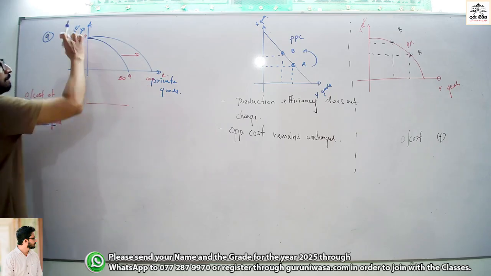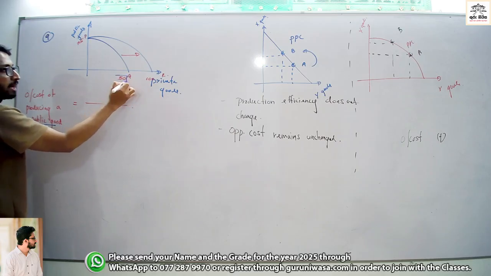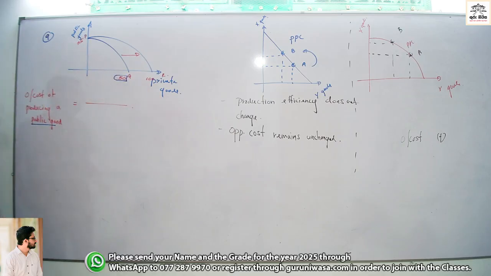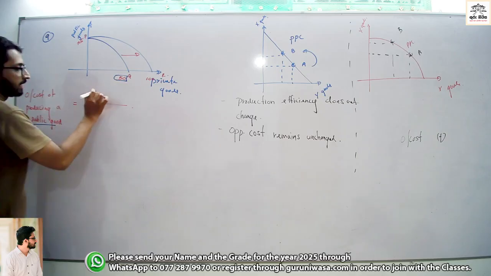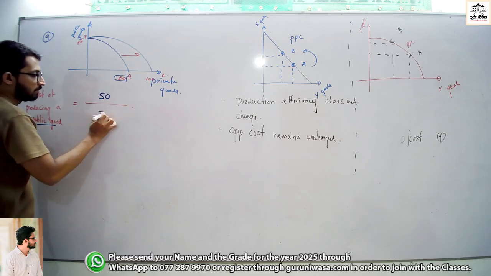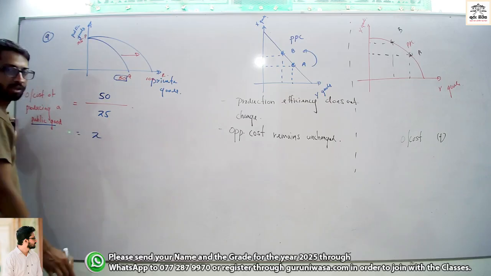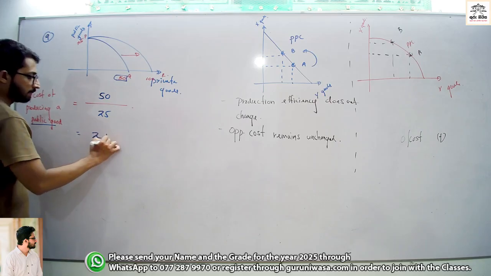So to produce a public good, we have to sacrifice private goods. How many units need to be given up to produce 25 units of public goods? 50. To produce 25 units of public goods, the economy has to sacrifice 50 units of private goods. How much is the answer? 2. The answer is 2 units of private goods.